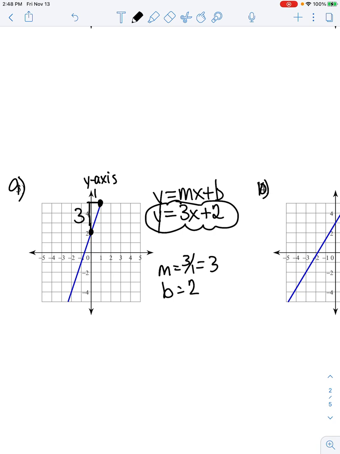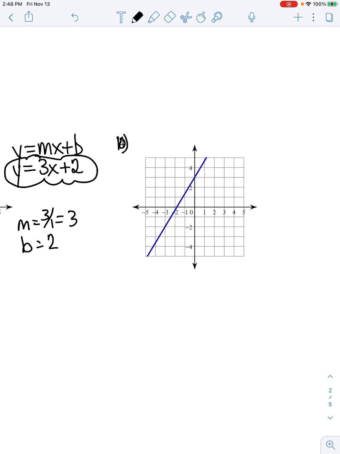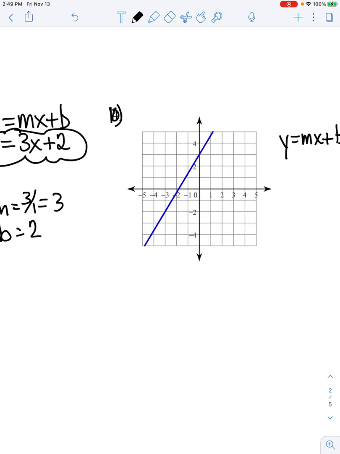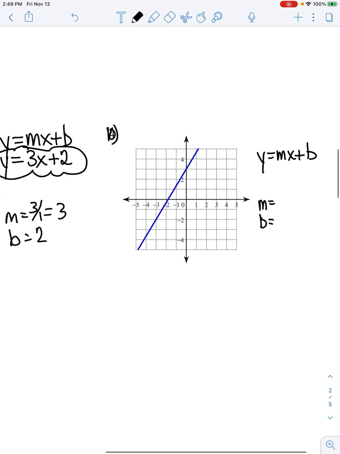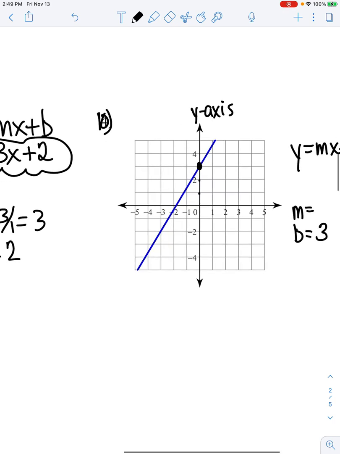Let's try a couple more of these. Okay, so again, I'm going to start with y equals mx plus b. Write that down, please. Next, write m equals and b equals. And let's find our b first. I like to find my y-intercept first. And in this case, it is +1, 2, 3.